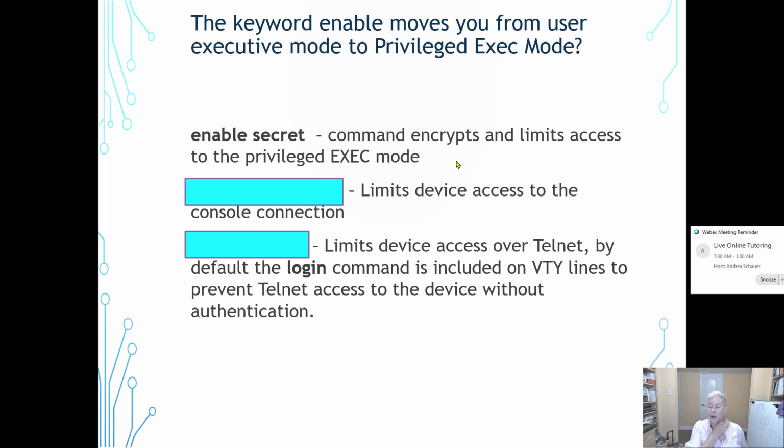It is enable secret. If you remember on a previous slide, we said that sometimes the privileged exec mode is also called the enable mode. Well, the reason is because you have to type the keyword enable to move to the privileged mode. Well, if you want to protect it, then what you would do is you would type enable secret and then whatever the password is. So like enable secret high five, enable secret I'm going to Hawaii, okay?